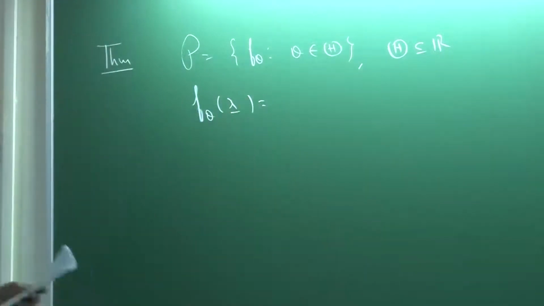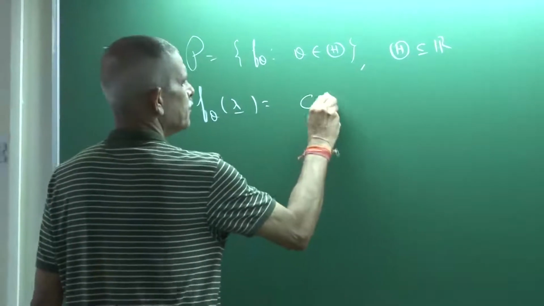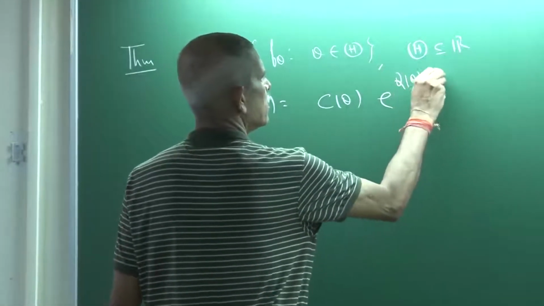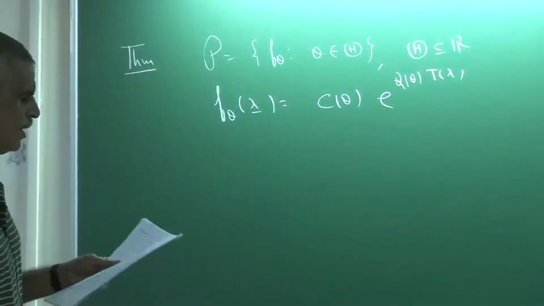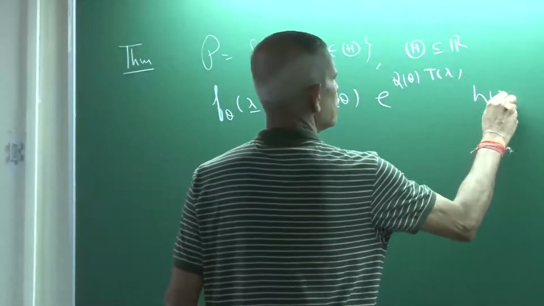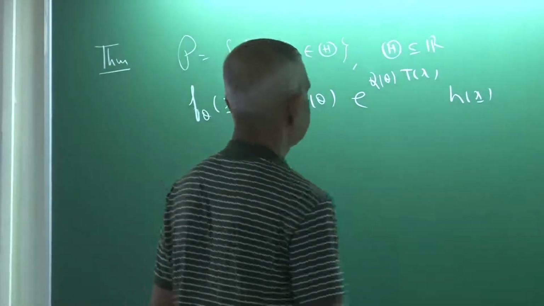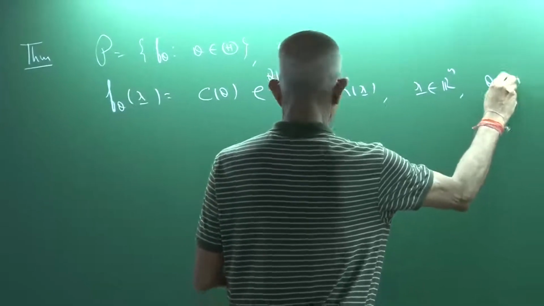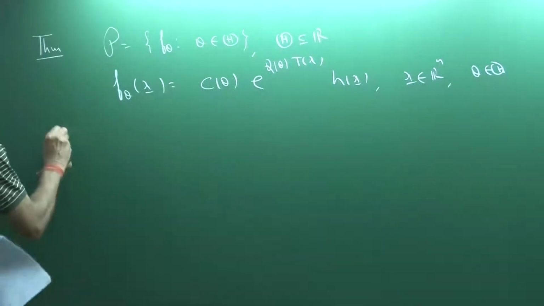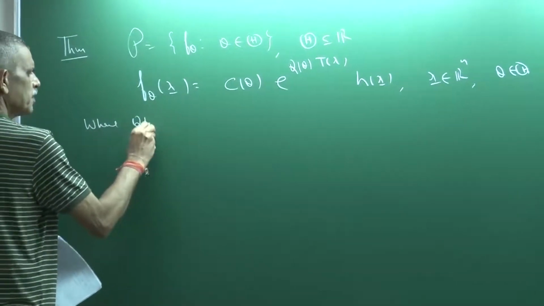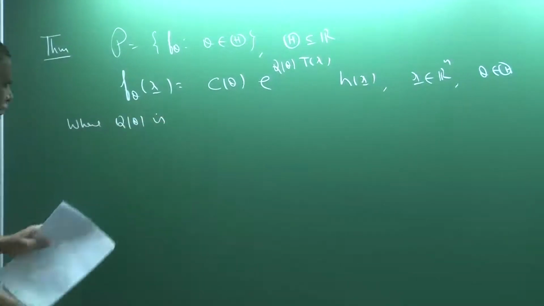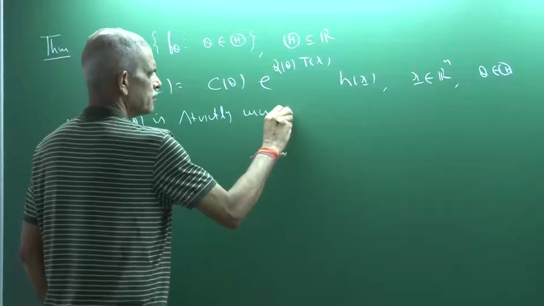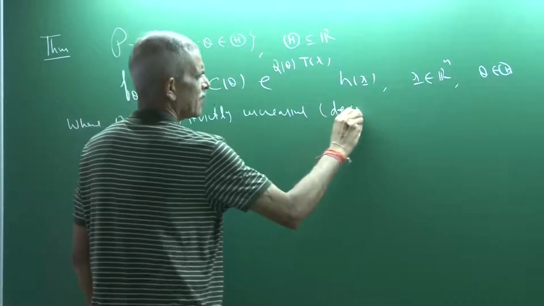that means the joint PDF of x1, x2, ..., xn is the same as c theta e to the power q theta T x into h x, x belongs to R^n, theta belongs to Theta. Q theta is strictly increasing or decreasing, as the case may be.